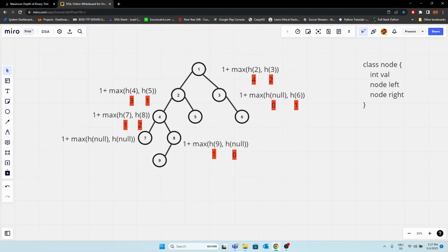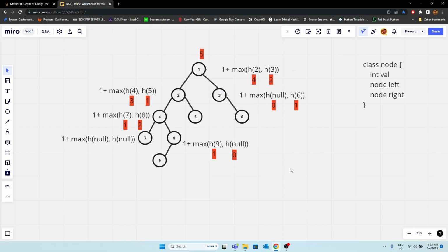Finally we got what? 1 plus maximum of h2 and h3. h2 means this left subtree which has returned 4, and h3 means this right subtree which has returned 2. So the maximum is 4. That means the maximum depth of this whole binary tree is 1 plus 4, which is 5. And if we have a look at the longest path, you can see that 1, 2, 4, 8 and 9, there are 5 nodes in this longest path, which is the maximum depth for this binary tree.